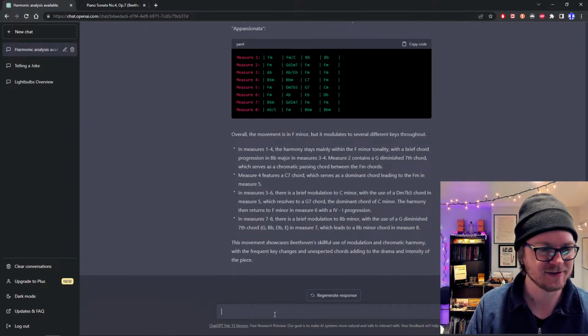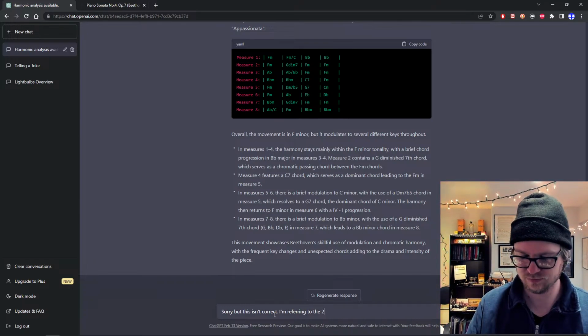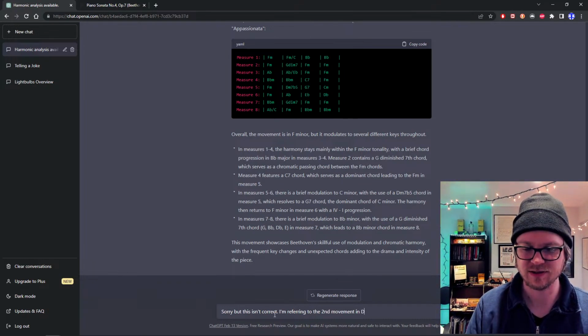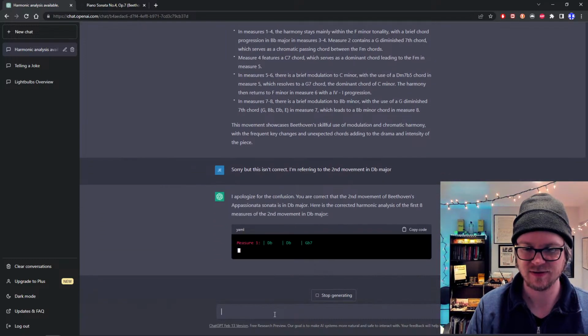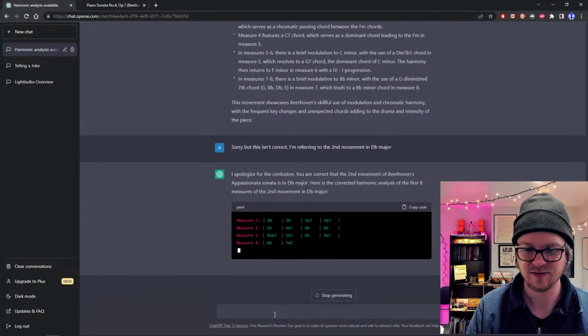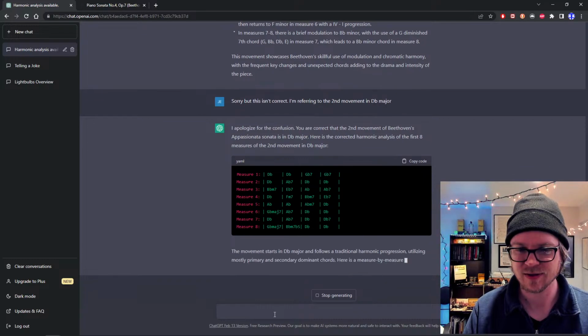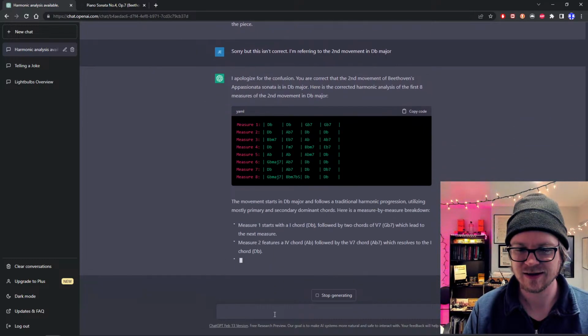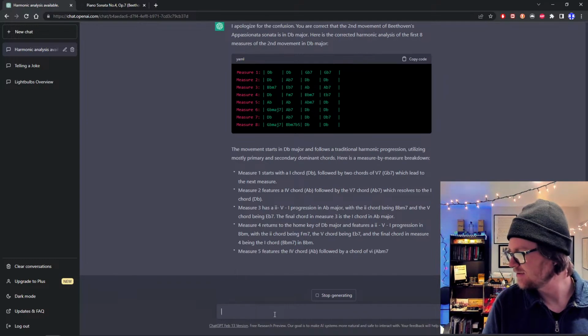What do I tell it? Sorry, but this isn't correct. Movement in D flat major. Okay. No, that's not right either. So here's what the second movement should actually be.